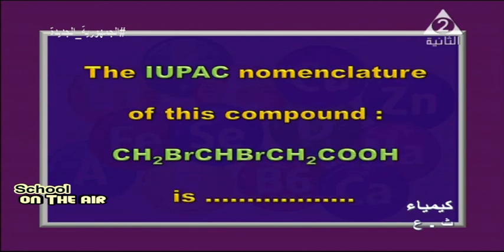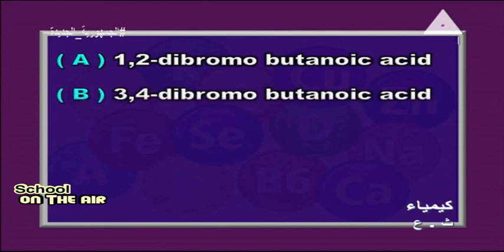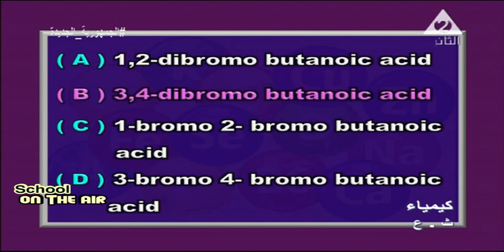Next one. The IUPAC nomenclature for this compound, CH2Br, CHBr, CH2COOH. Here, to name this compound, we have to start numbering from the carboxyl group. So its name, is it A or B or C or D? The right answer here will be 3,4-dibromobutanoic acid.